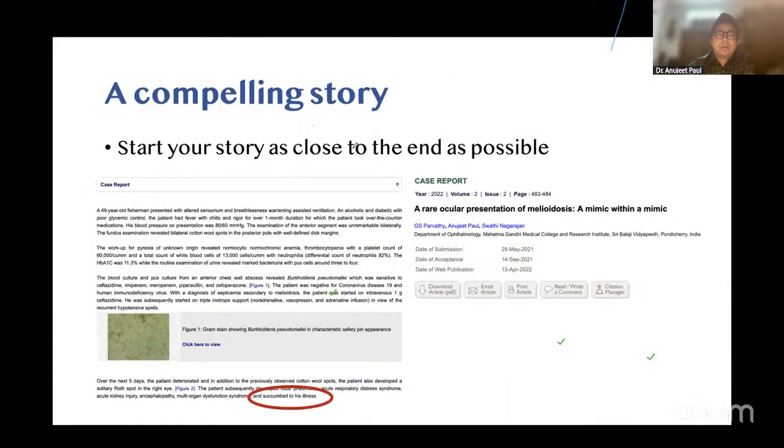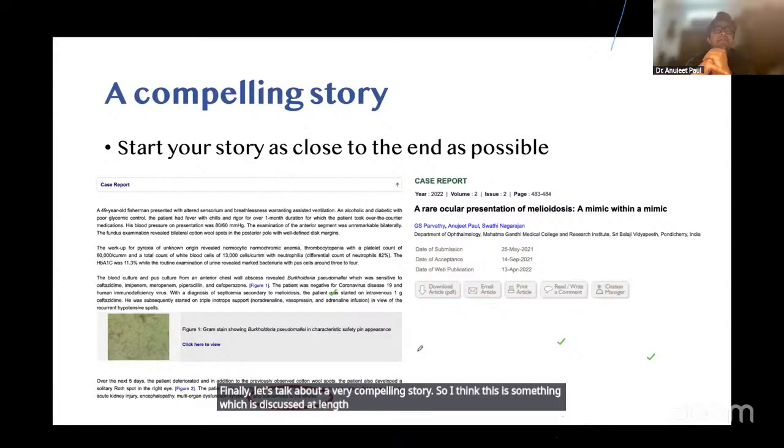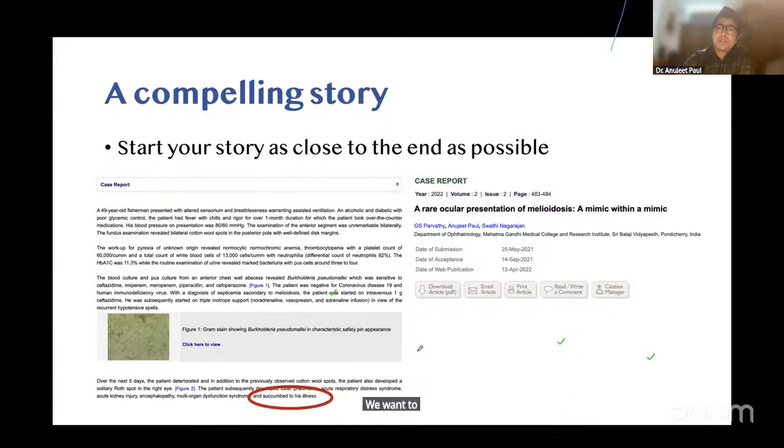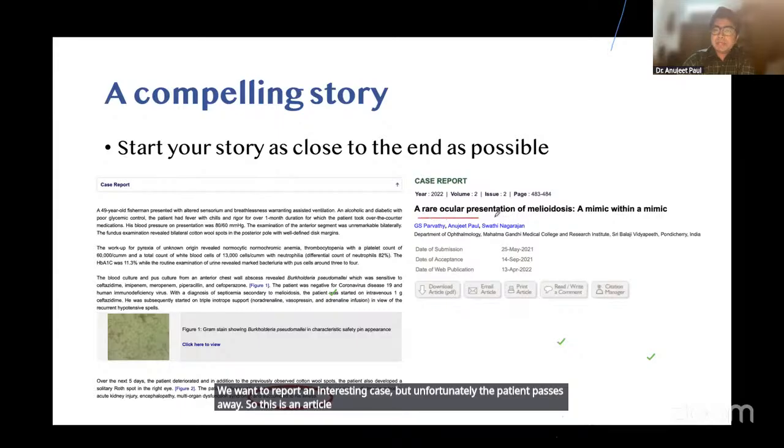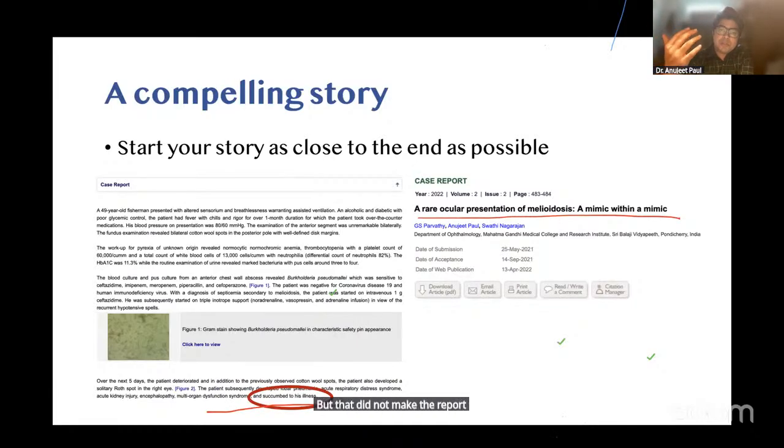Finally, let's talk about a very compelling story. I think this is something which is discussed at length in general, because many a time when we are discussing patients in critical wards and so on, we want to report an interesting case, but unfortunately the patient passes away. So this is an article where we presented, the same article from last time, but unfortunately the patient succumbed to his illness, but that did not make the report unpublishable. So we found a way to speak about the disease.